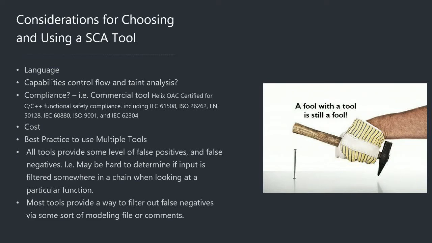When you're thinking about a tool, what considerations? Obviously, language support. The best practice, of course, is to use multiple tools if you can. And remember, a fool with a tool is still a fool, and that means a tool only gets you so far. It won't get you through architectural issues. It's only looking at the code, not the architecture. So you still have to be trained and have peer review and everything else.